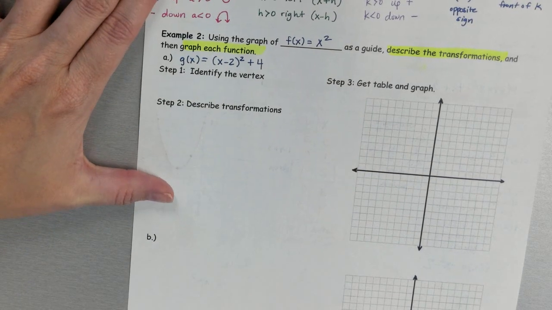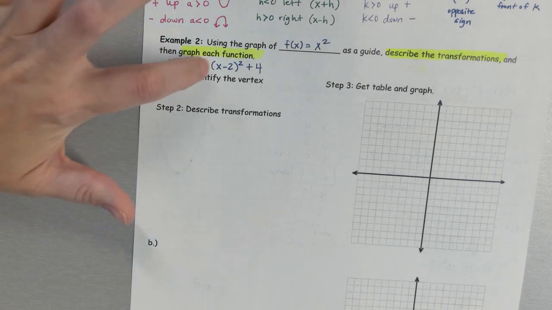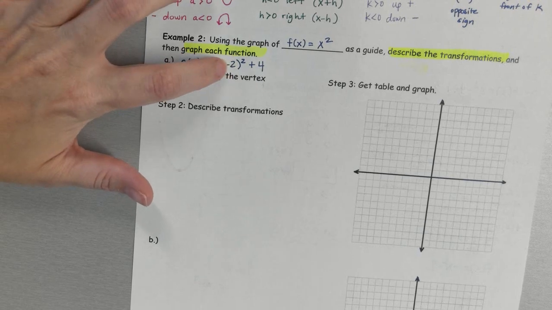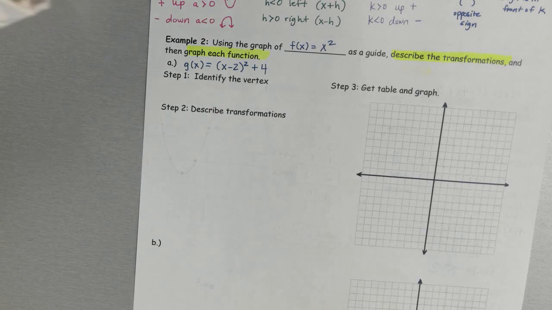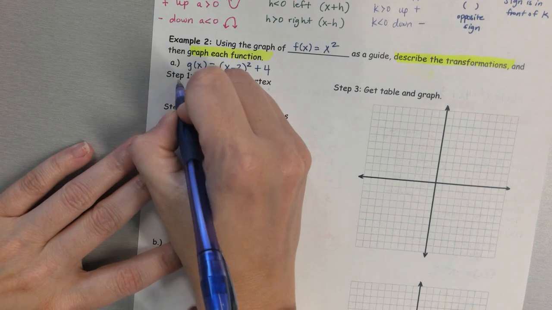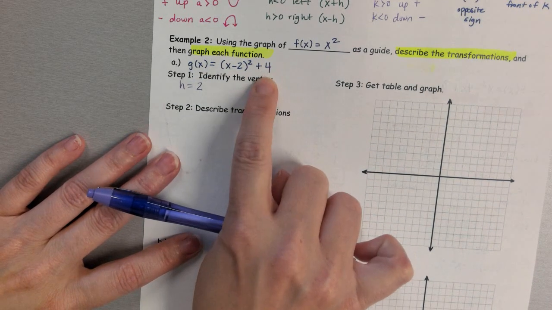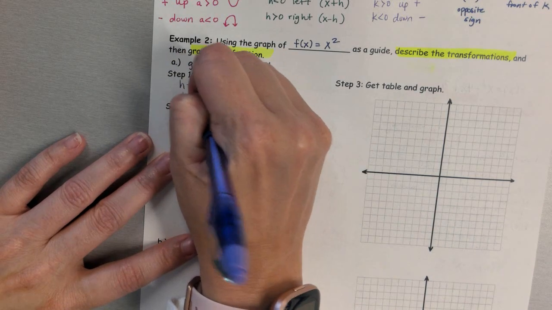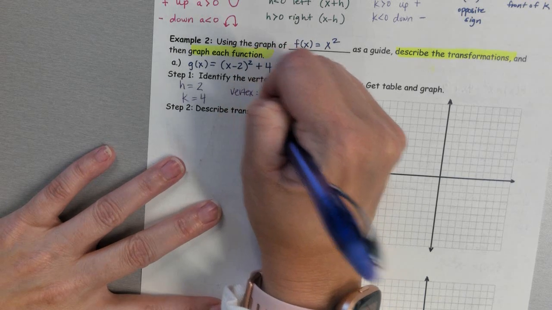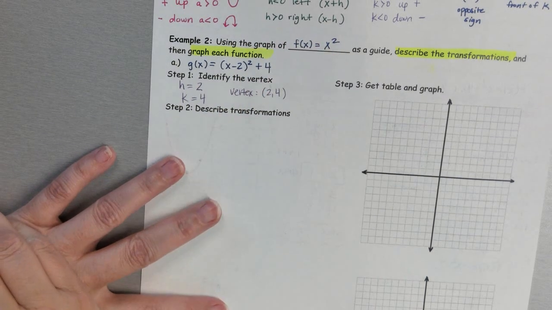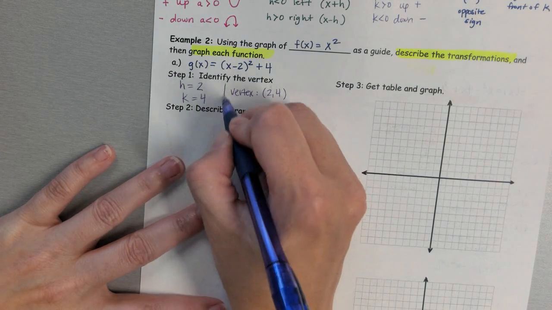For part A, step 1 is identify the vertex. This one you can just pick out by looking at the equation. Remember, the x is the opposite. So if we see x minus 2, that means your h value is positive 2. The k is what's on the outside, and that's just as you see it. So if it's plus 4, it's a positive 4. So your vertex is going to be the point (2, 4). Isn't that quick?